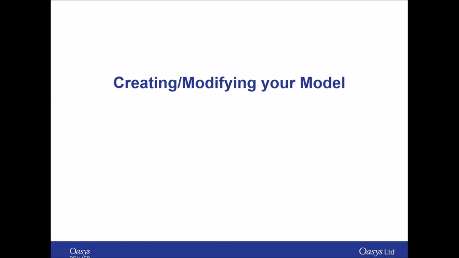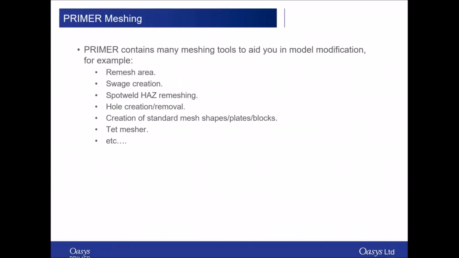Okay, so moving on to some of the tools to help you create and modify your model. So first thing is geometry mesh. You'll know that Primer isn't a full meshing tool, but it does contain some meshing capabilities to help you modify your model. These include remesh area, where you can select an area of mesh and remesh that to a particular element size. We also have the creation of swages. So stiffening beads or swages you can create and mesh. Spot weld heat affected zone remeshing.